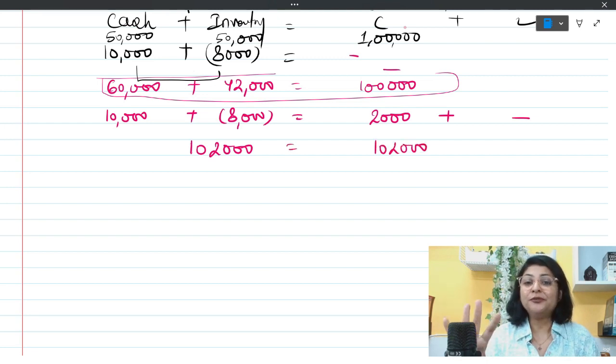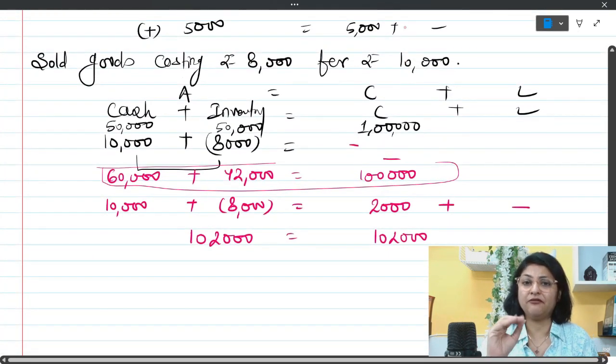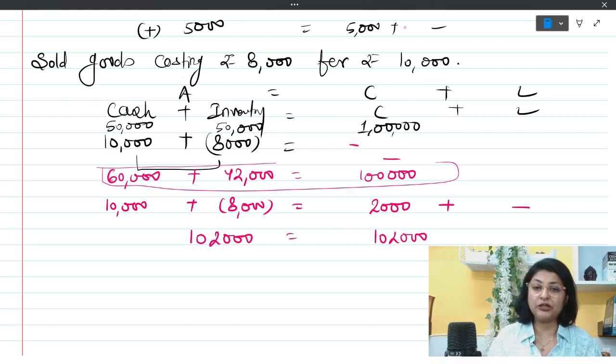So whenever there is this kind of transaction where you have been given the selling price and the cost separately, you will have to make sure that you are writing at three different places. One, you will deduct the cost from the stock or inventory. Whatever amount you are receiving in cash, the selling price, you will write under cash, and the difference, which is your profit, will go to the capital.